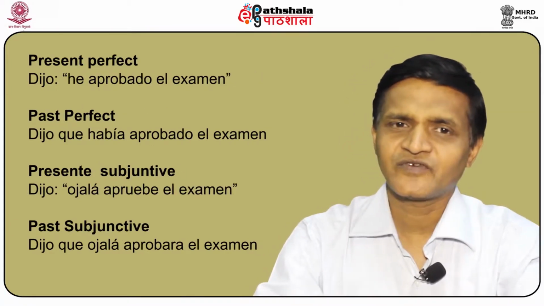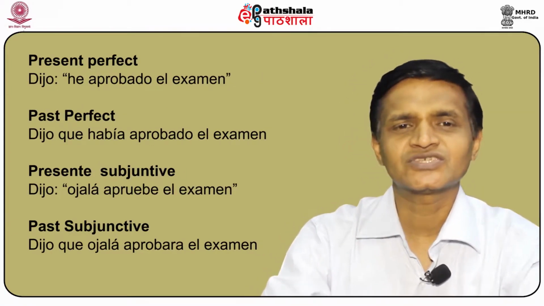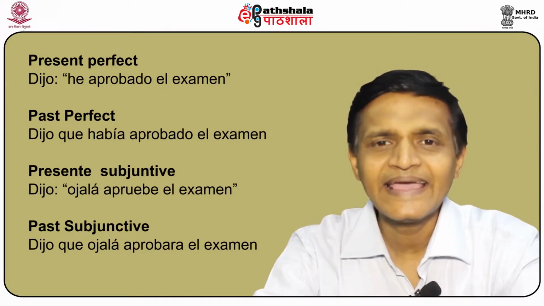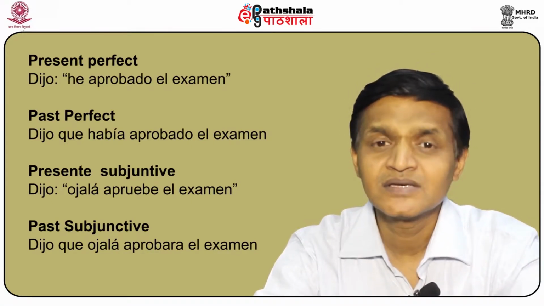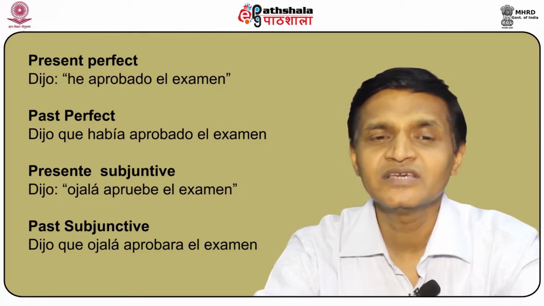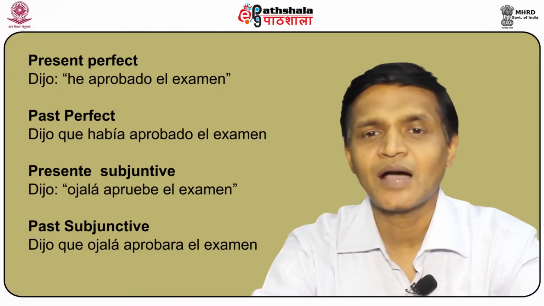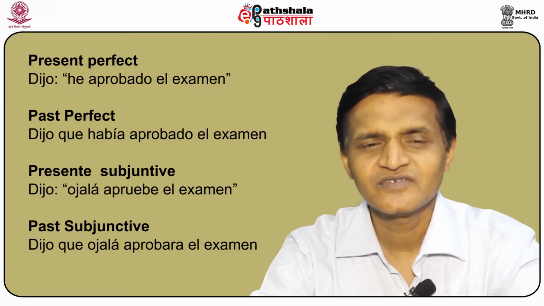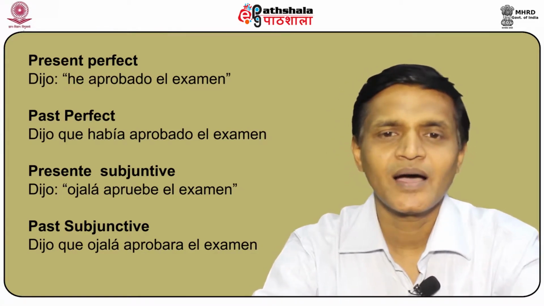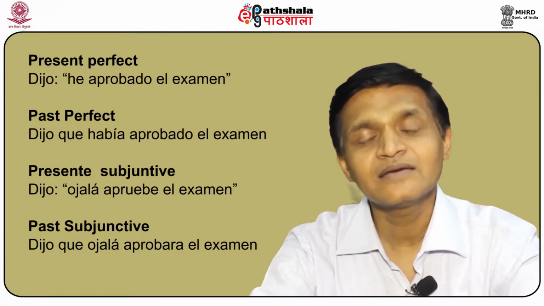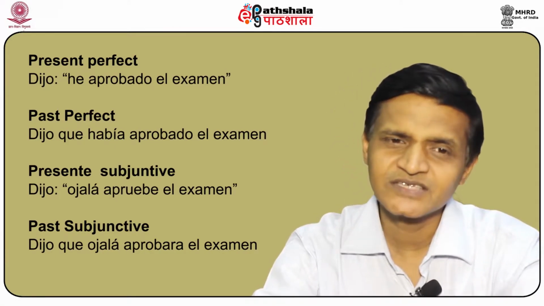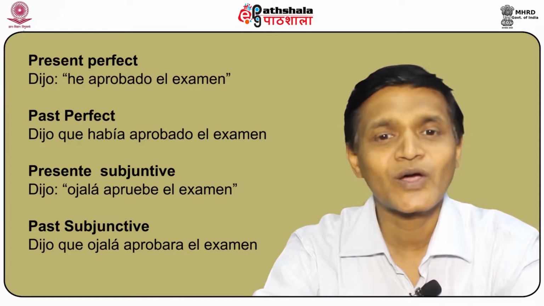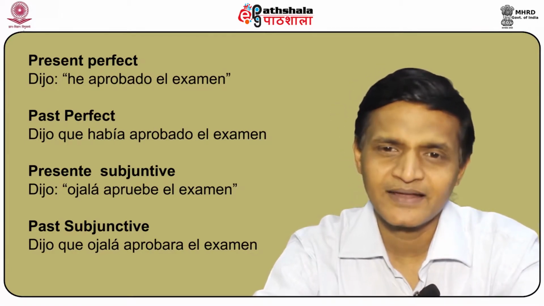The present perfect, for example, has the conjugation dijo he aprobado el examen. The past perfect would be dijo que había aprobado el examen. The present subjunctive would be ojalá apruebe el examen. And the past subjunctive of the same sentence would be dijo que ojalá aprobará el examen.